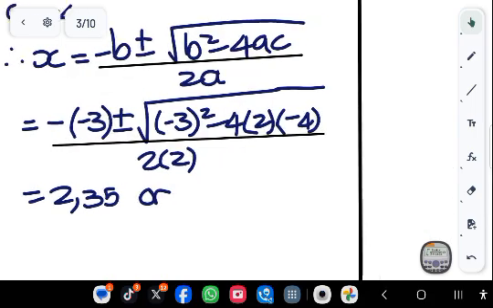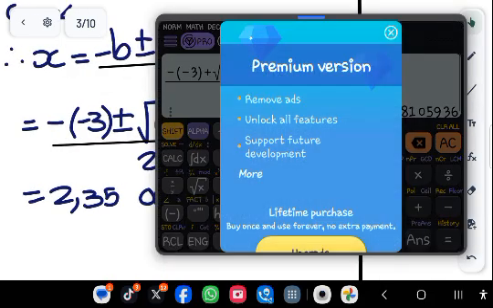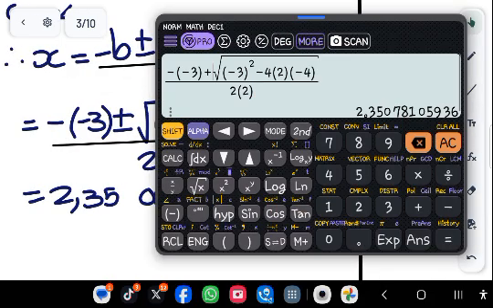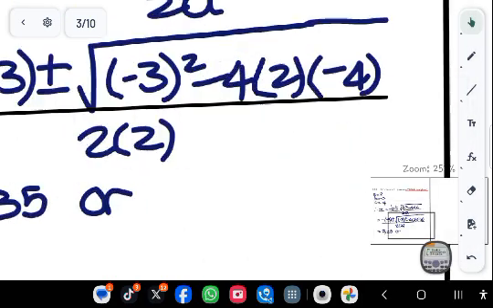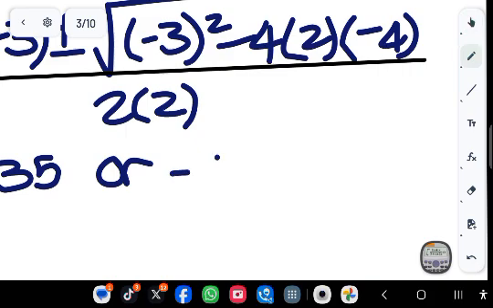Or to find the next one, all you do is you go to the plus before the square root sign, delete that and replace it with a negative, and it will give you -0, sorry, that was -0,85. Sorry about that. -0,85, and that's your answer.